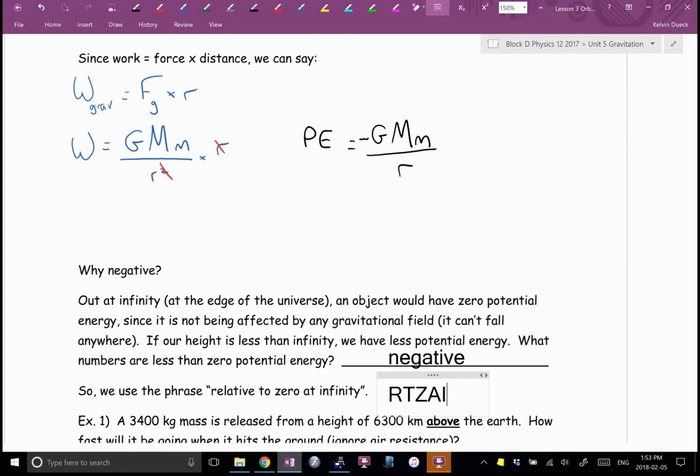Basically, if you're in outer space, we cannot use the MGH, and I'll give you almost a 0 if you do. No. We have to use negative big G, big M, little m over R, which is a lot more typing.